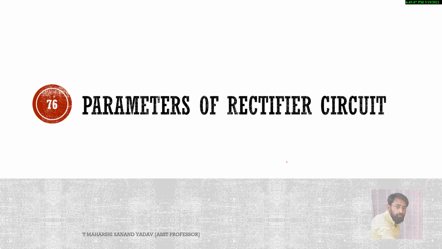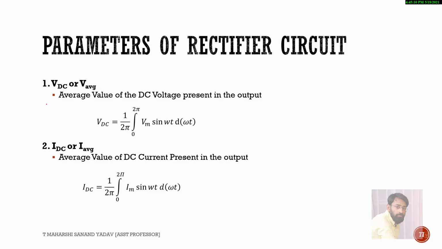Coming to the parameters of a rectifier circuit, the first parameter is called VDC or V average. It is the average value of the DC voltage present in the output, and this is the formula used to calculate VDC: 1 by 2 pi integral 0 to 2 pi Vm sin omega t d omega t. You might wonder why I took only from 0 to 2 pi. Observe here, if I take one sinusoidal waveform which contains positive as well as negative half cycle, this is from 0, pi and 2 pi. That's why I have taken one complete full cycle, and that's the reason I am integrating from 0 to 2 pi.